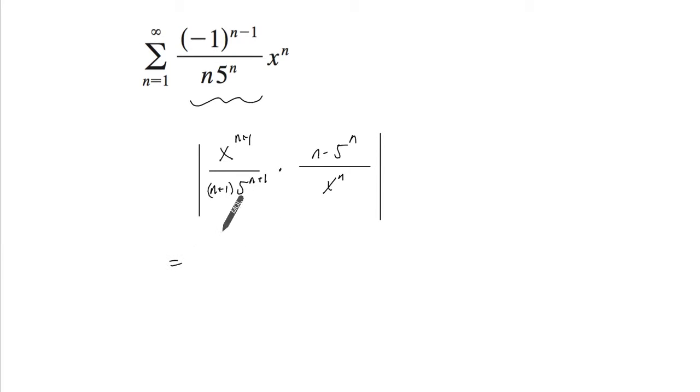Okay, so let's simplify this. If you do n+1 minus n, we just get x. You get n times n over n+1. And then if you reduce that, you just get 1 over 5. Now this is going to equal 1/5 |x| as n approaches infinity.